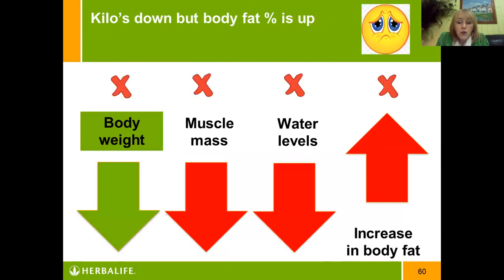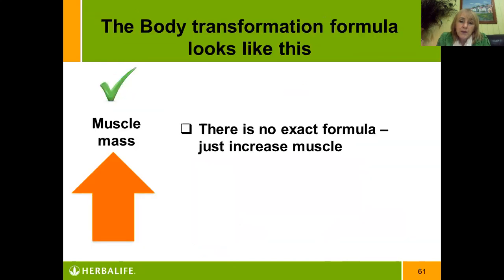And as a result of all that, we also often find an increase in body fat. So your kilos might be down, but your body fat is up. Your kilos are down because you've lost your muscle and lost your water levels, and hence you would have decreased your basal metabolic rate. Hence your weight loss may not continue to be successful.